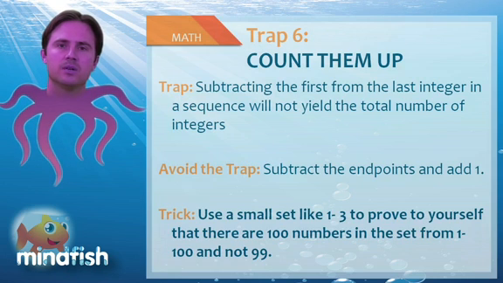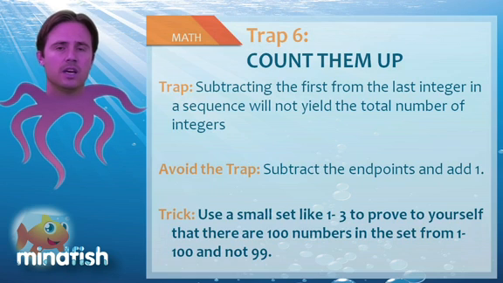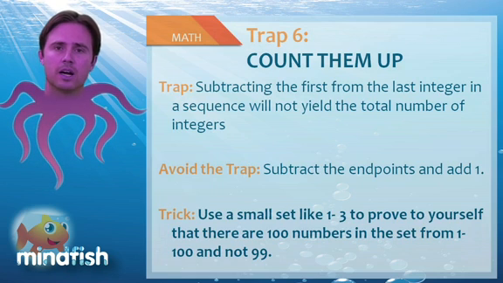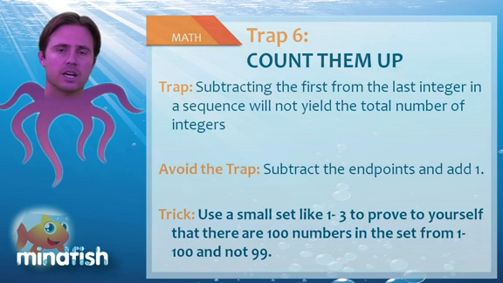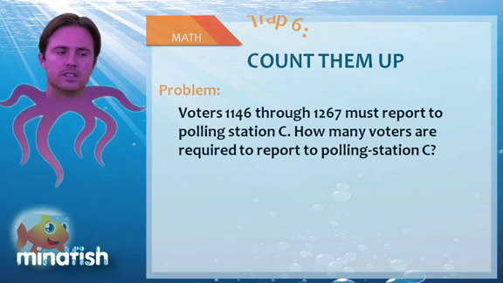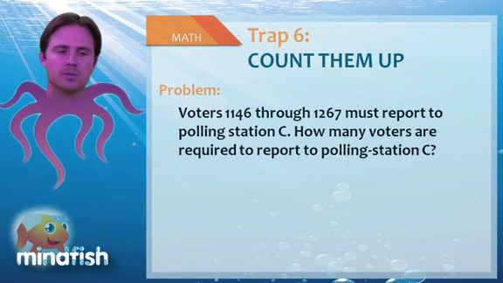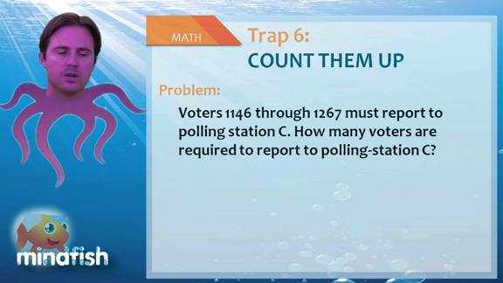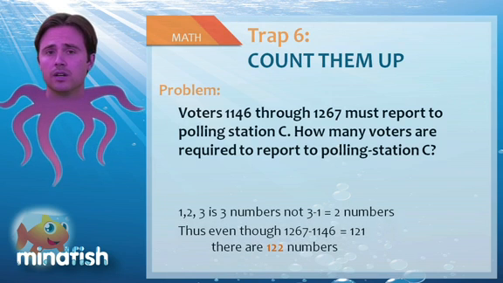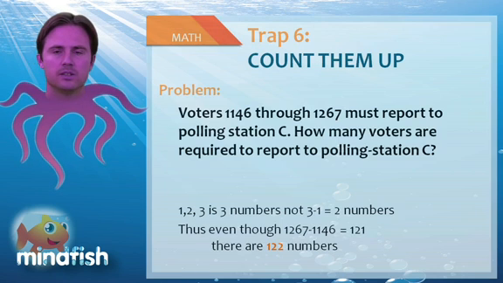So if I said how many numbers are there between 1 and 100, including 1 and 100, many people would say 99, again because they subtract 100 minus 1, whereas the answer is actually 100. So in this problem, it says voters 1146 through 1167 must report to polling station C. How many voters are required to report to polling station C? If we subtract these two numbers, we get 21. But if we remember the trick, which is we have to add 1, we know that the right answer is 22.